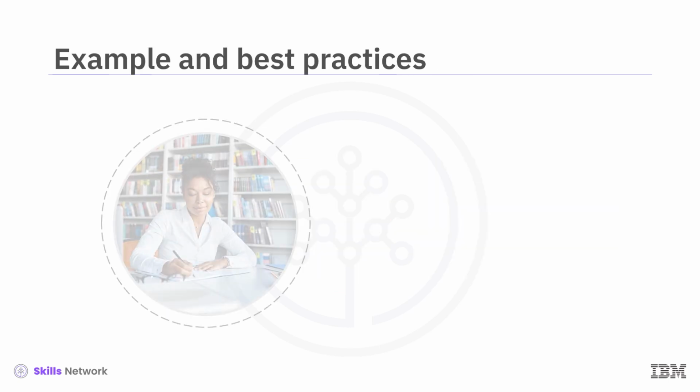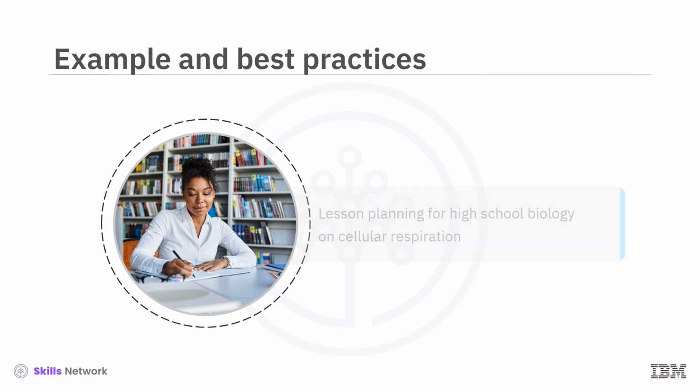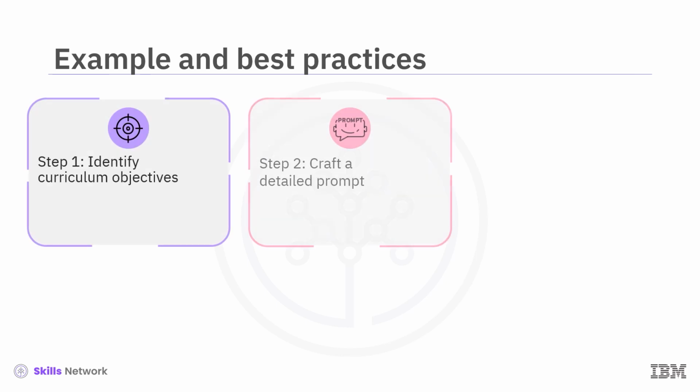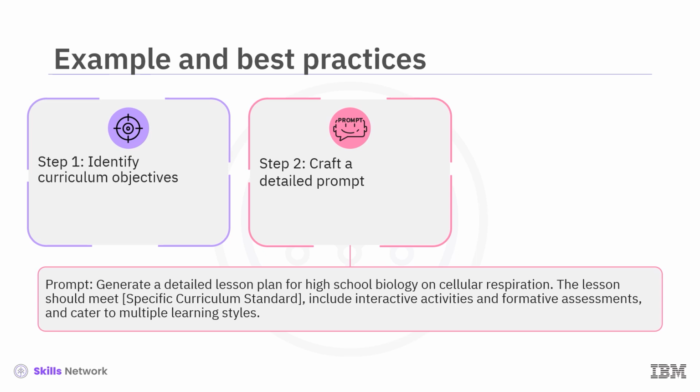Let's look at an example with the best practices to follow. Suppose you're using AI to design a high school biology lesson on cellular respiration. Start by identifying the relevant curriculum objectives. Then, create a detailed AI prompt specifying the standards, interactive activities, and assessments needed. For example: generate a detailed lesson plan for high school biology on cellular respiration.